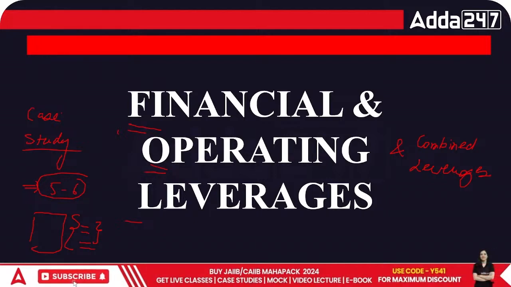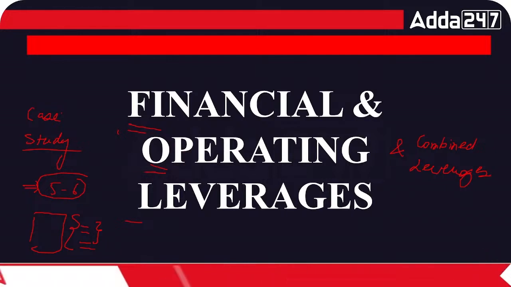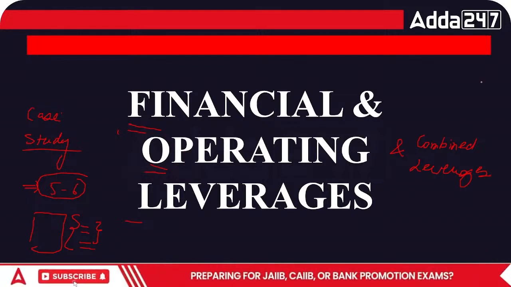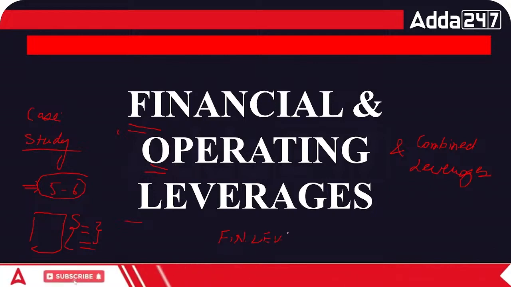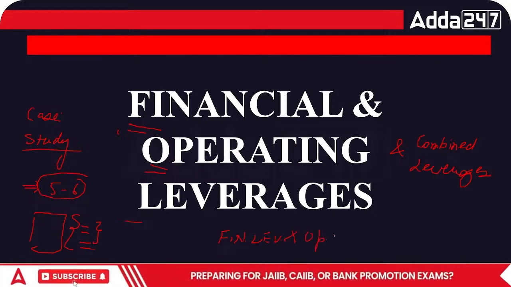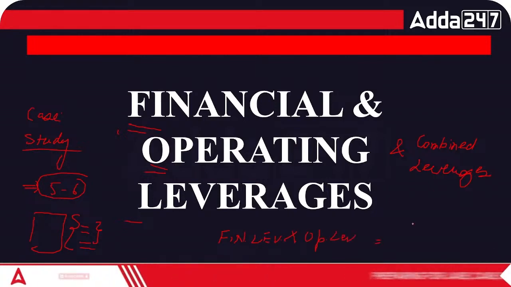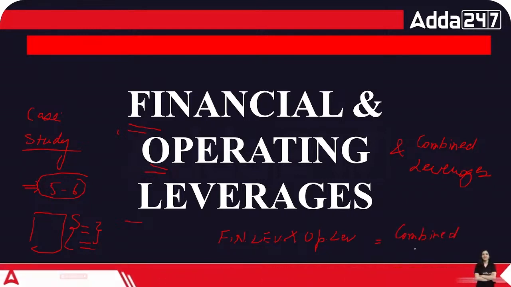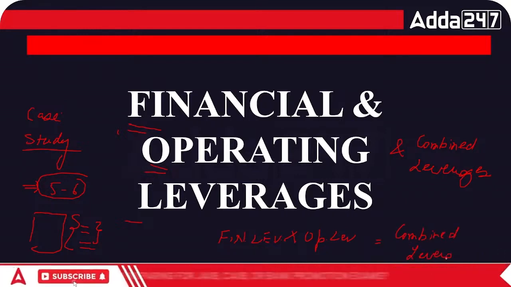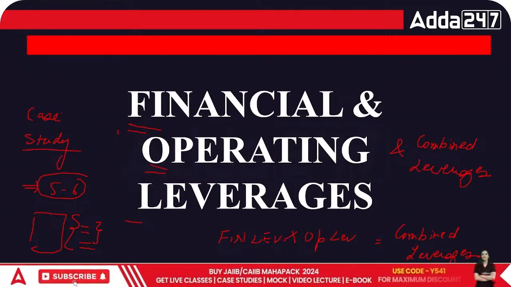So that is how we specify the operating and financial leverage. Then they say combined. Matlab, you do have to do nothing. You just have to write the formula for financial leverage. Then you have to multiply it by operating leverage. What you're left with is called combined leverage. That's one of the basic definitions of leverages. The entire definition of leverages can be defined according to this.